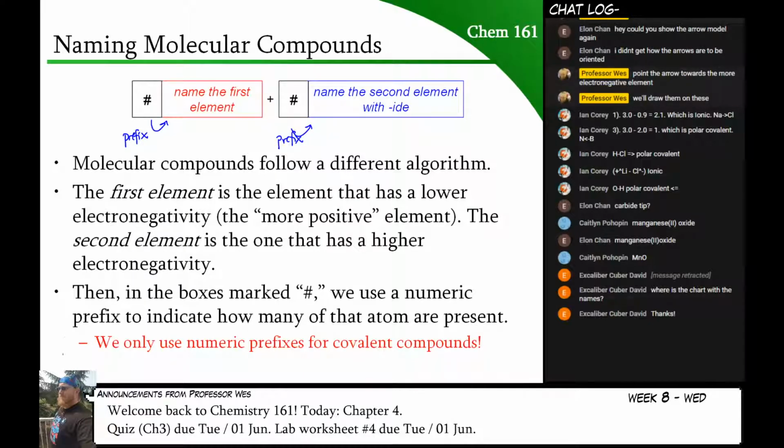Now, we only use these numeric prefixes for covalent compounds. Just like we only use Roman numerals for ionic compounds with metals, we only use numeric prefixes when we're doing covalent compounds. How do you tell if something is covalent? You check the difference in electronegativity between the 2 atoms involved, whether it's a binary ionic compound or a binary covalent compound. Or you could just look for metals and only nonmetals. If you see any metals, it's ionic. Use the ionic rules. That'll be good enough for us.